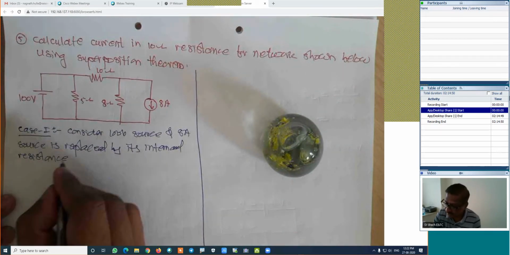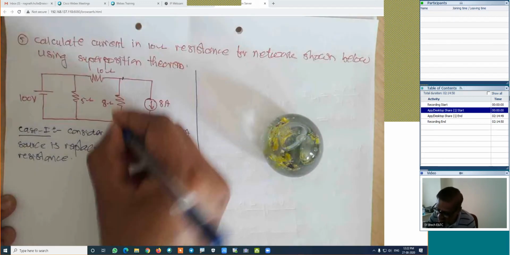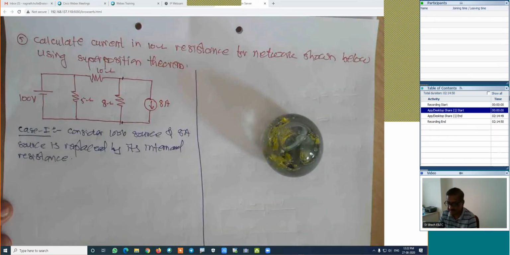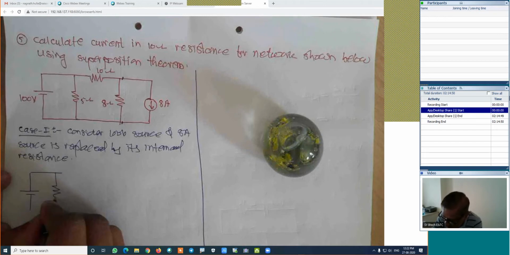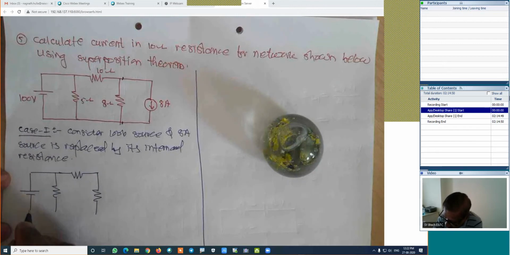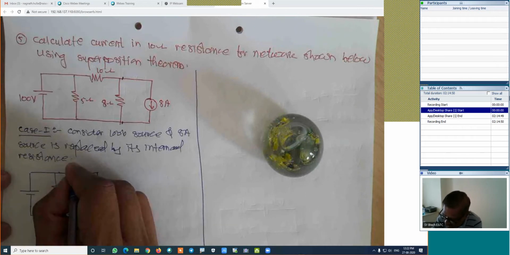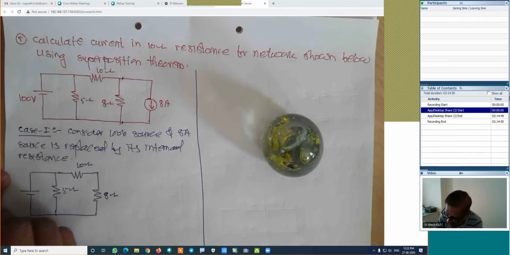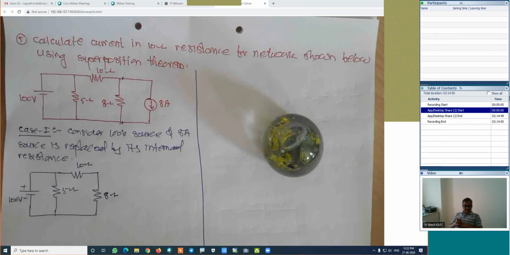How is the figure? Yeah, it should be replaced by infinite resistance. Yes, we will remove its terminal from here itself and keep it open in the air. Then its figure will be something like this. Is it right? This is 8 ohm, this is 10 ohm, this is 5 ohm, and it is 100 volt. This is plus and minus. Is it right?